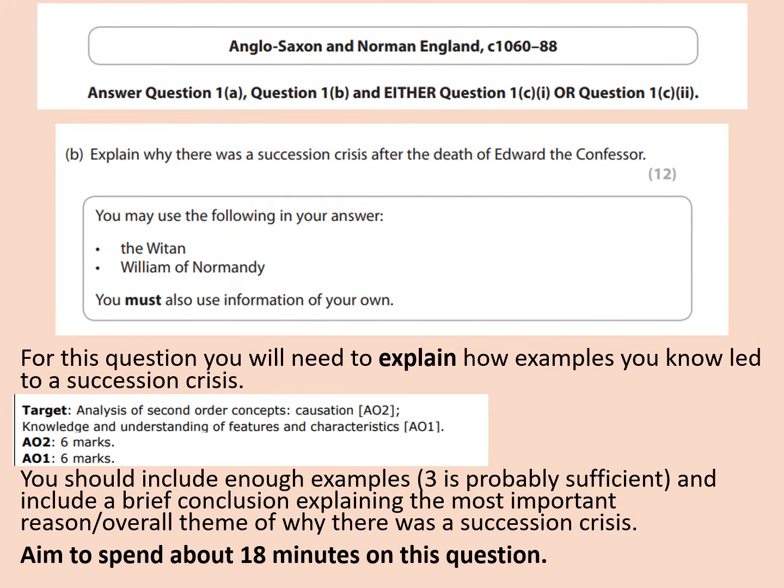You should aim to spend about 18 minutes on this question. You might spend a little bit longer, you might spend a little bit less, but unless you're entitled to extra time, that's about it. So let's have a look at how you might approach this question. First of all, you've got space at the top there to write down any extra examples that you might want to include. So typically you might want to include a section on the Witan and how that was relevant to the succession crisis, William of Normandy, how he was relevant to a succession crisis, and one of your own examples as well.